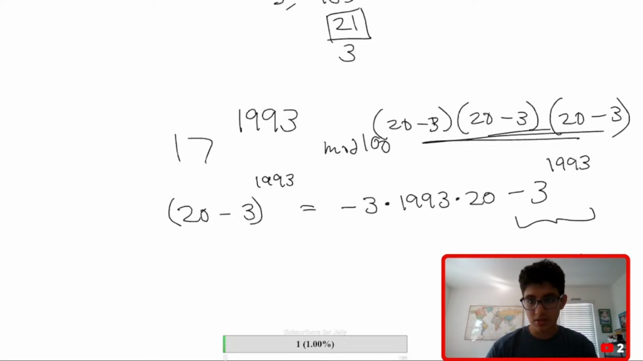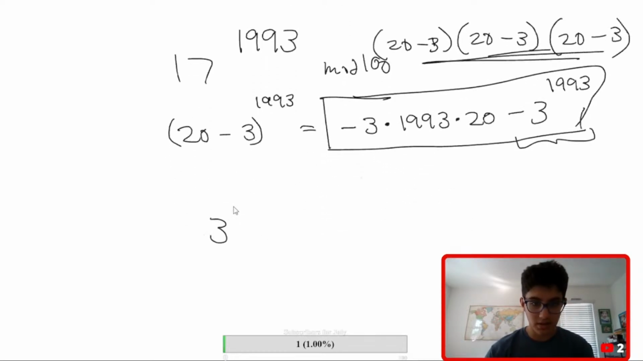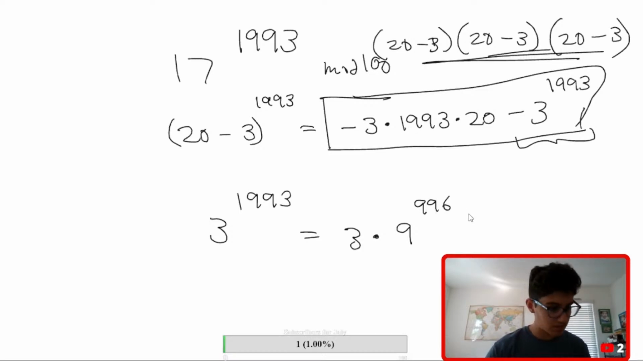Now we need to simplify this though, and we can simplify that too, right? Should we do this with 9? So we've got this. Let's do 3 to the 1993rd, right? 3 to the 1993rd. This is 3 times 9 to the 1992 over 2. So that's 996. Okay, all of this, does all this seem right so far, Logan? Okay, just want to make sure.